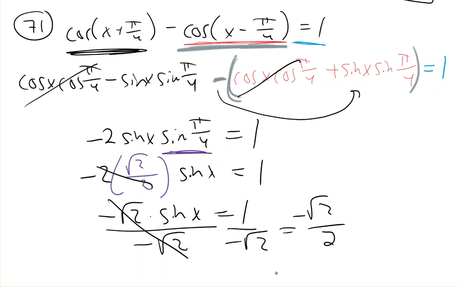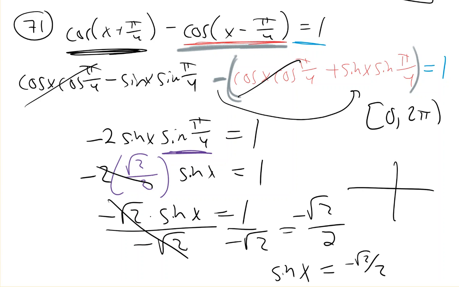So that means my answers come from when sine is negative square root of 2 over 2. And since I'm supposed to be given answers between 0 and 2 pi, now it's just knowing the unit circle. Going all the way around, there are only 2 places where sine is that value: 5 pi over 4 and 7 pi over 4.